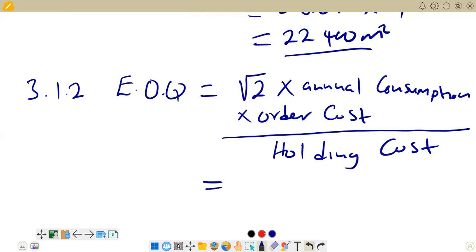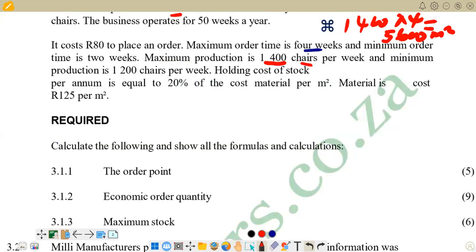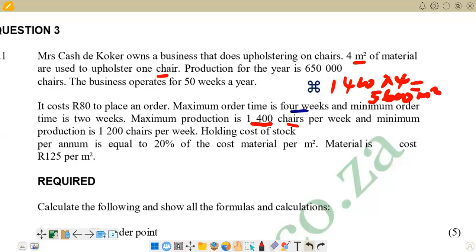Now on the second part, we are saying it is equal to root of 2 is given. Then we multiply by the annual consumption. For the annual consumption, we are going to go back and see how we can find it. We try to find out where we have got details of annual consumption. We are told that production for the year is 650,000 shares. So this is going to give us the hint of annual consumption.